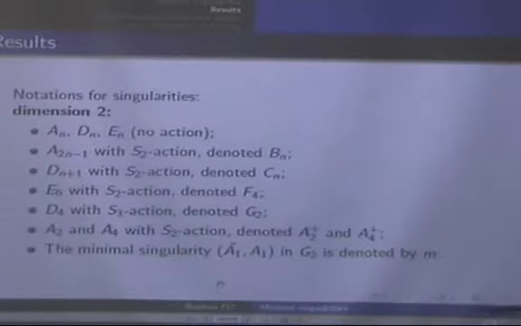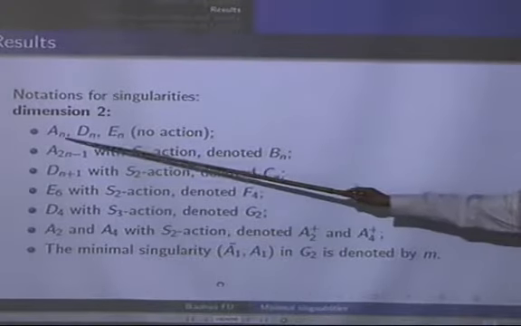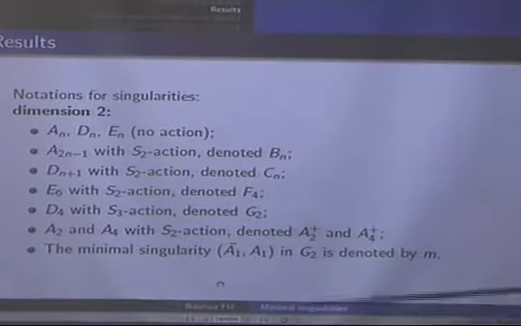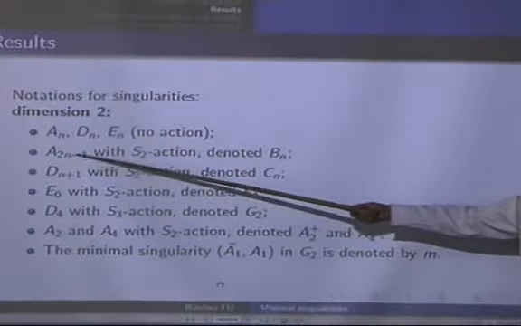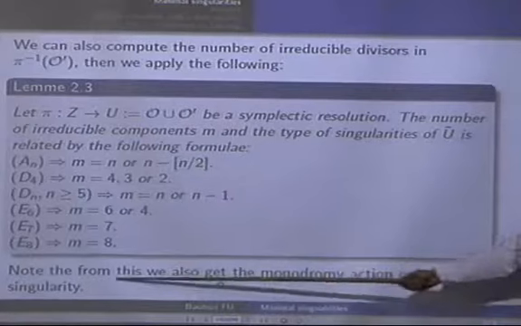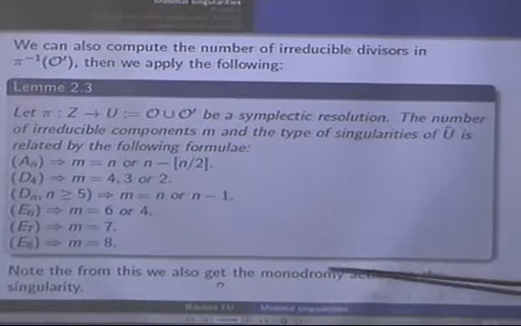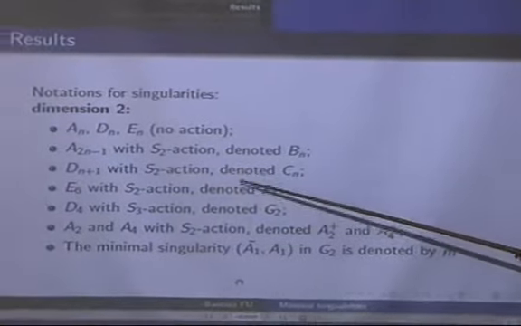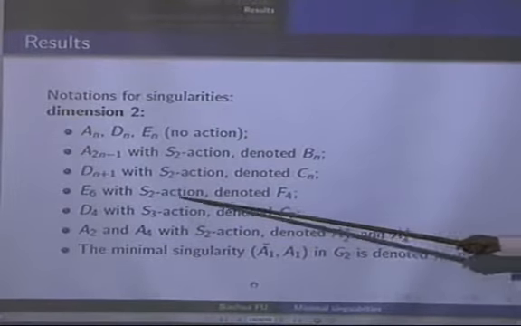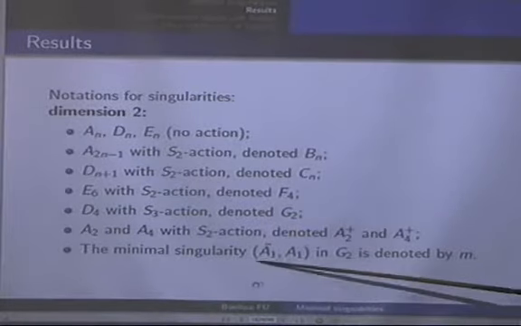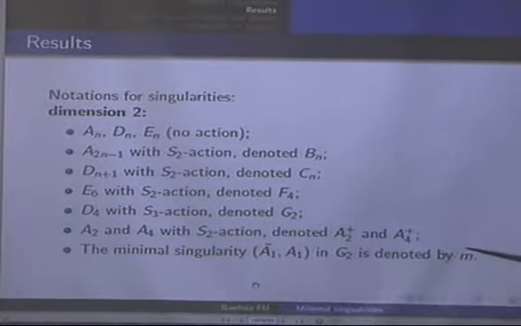To show the results, we introduce some notations for the singularities. For the dimension 2 case, we have A_n, D_n, E_n, ADE type surface singularities. And also we have some singularities like A_{2n-1} with S2 action. The S2 action is just the monodromy action, so we record the monodromy action. And also D_n with S2, and also D4 with S3, and so on. E6 with this will be denoted by F4, and this is BCG. And also the minimal singularity of G2 is just denoted by M.